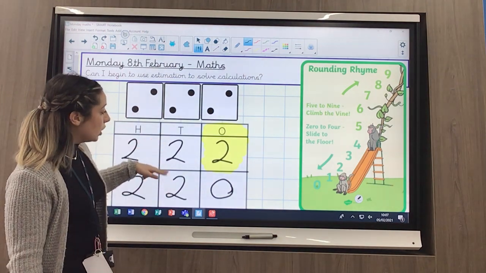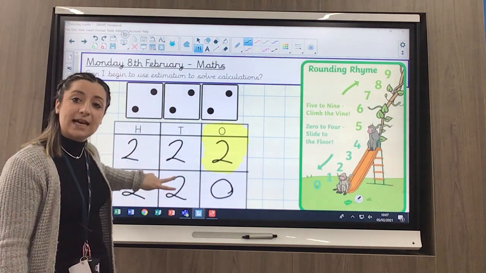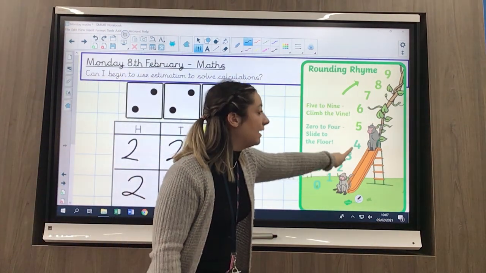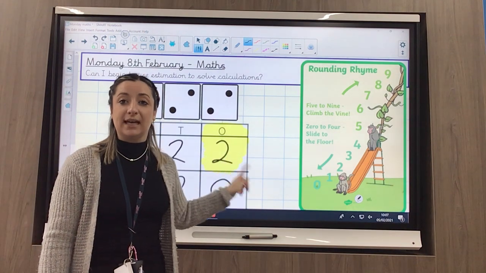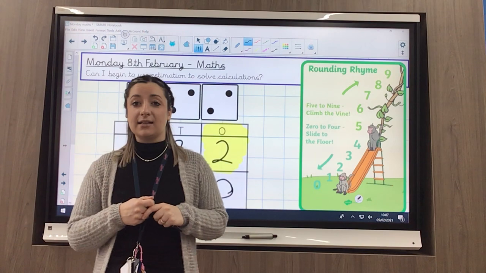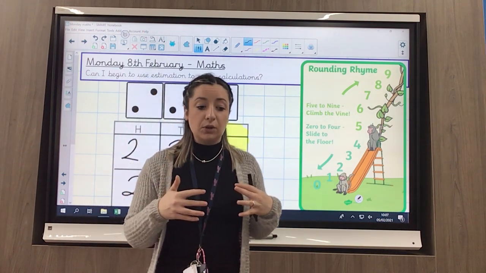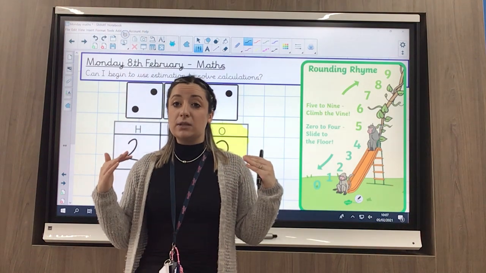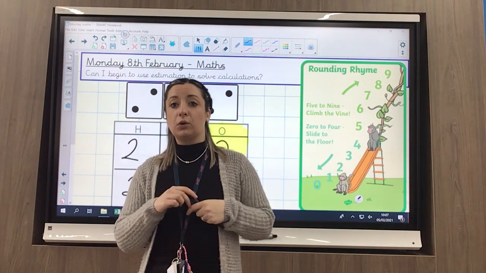Now in my tens column, my tens has also stayed the same, and that's because my number was 0, 1, 2, 3 or 4. It was 2, wasn't it? So it stays at the 10 that it was already at. Okay, so when you come on to do your estimating in your books, you will know how you can use rounding to help you answer some of your questions.